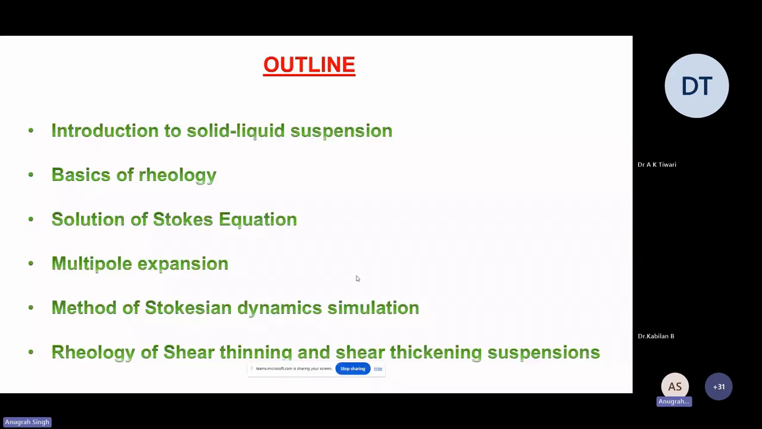So is the slide visible? Can you see the slide changing? Yes, sir. Okay. No, sir, it is not changing.